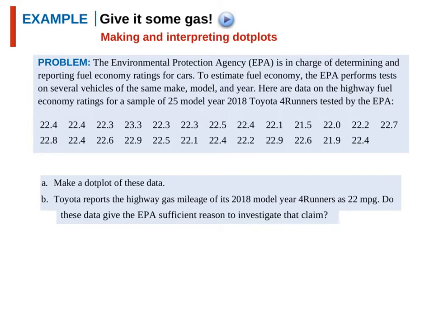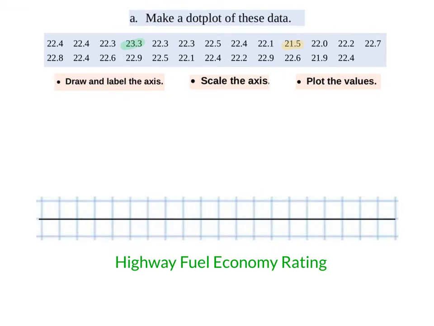So let's do 2 things. Let's make a dot plot, and then let's evaluate the fact that Toyota reports the highway gas mileage of its 2018 4Runners is 22 miles per gallon. Let's see if this data gives the EPA sufficient reason to investigate that claim. So in order to answer that question, we've got to make a dot plot first. So remember the 3 steps here. Draw and label the axis, scale the axis, and then plot the values.